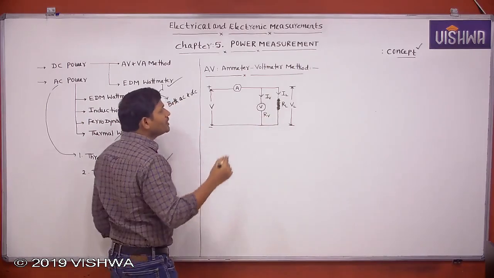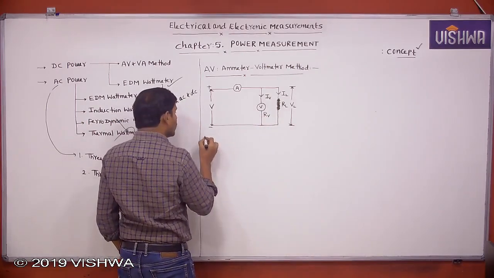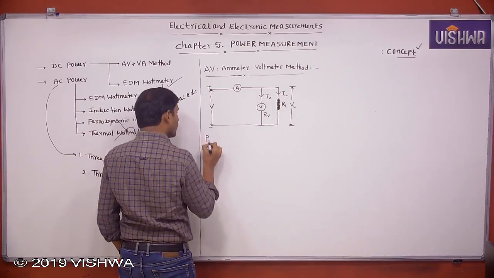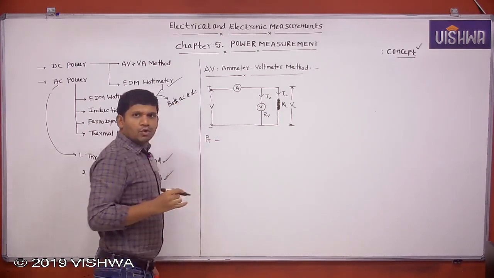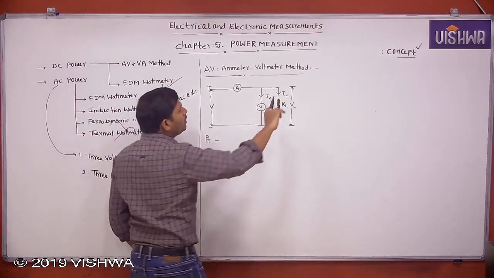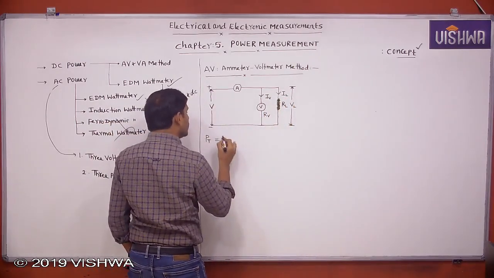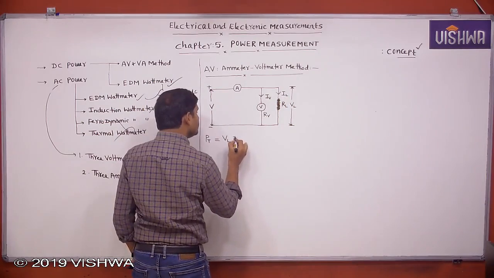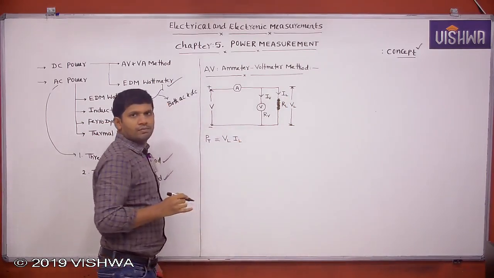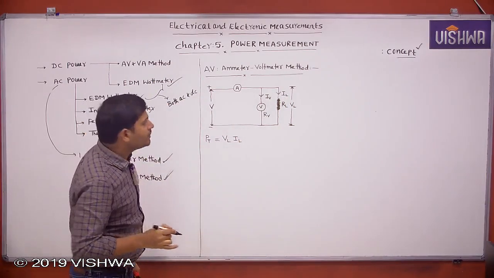Now, first we concentrate on the true power. What is the true power? True power is nothing but the actual voltage across the load into the actual current through the load. That is VL into IL.